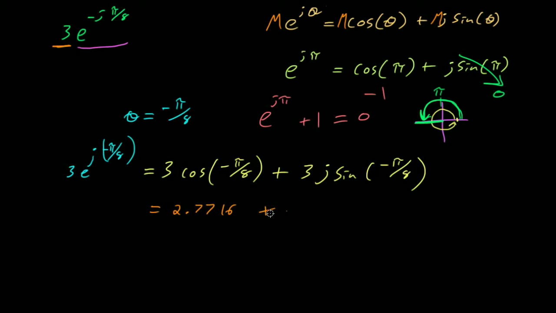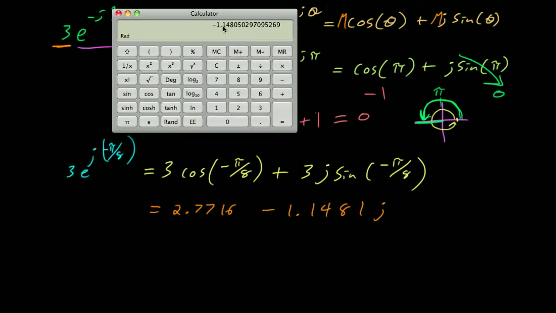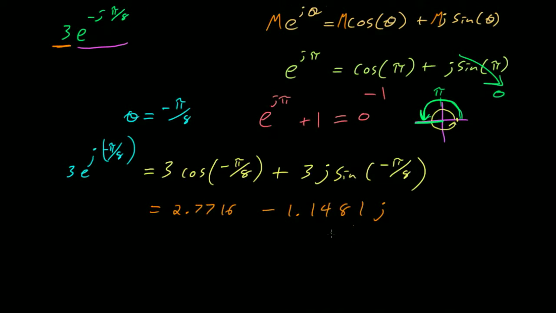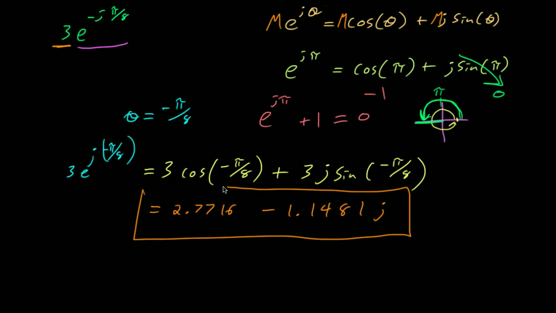Minus, so instead of a plus here, I'm going to put a minus 1.1481j. That's what that number was, right? Minus 1.1481. Yeah, that's it. So that's pretty much it. Excuse me, sorry. That's pretty much it. We took our original polar form of the complex number, and now we have it in rectangular form. And that's pretty much our final answer. And that's basically how you would do this conversion.